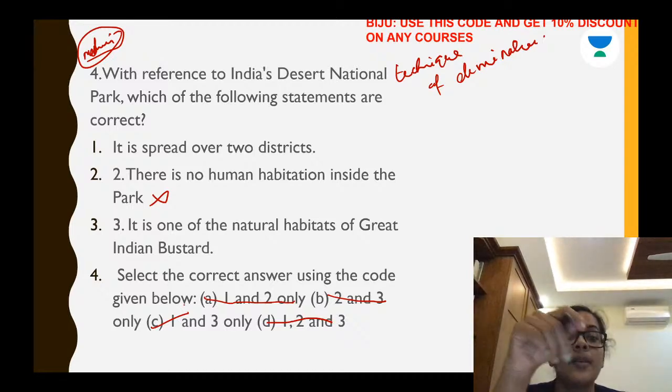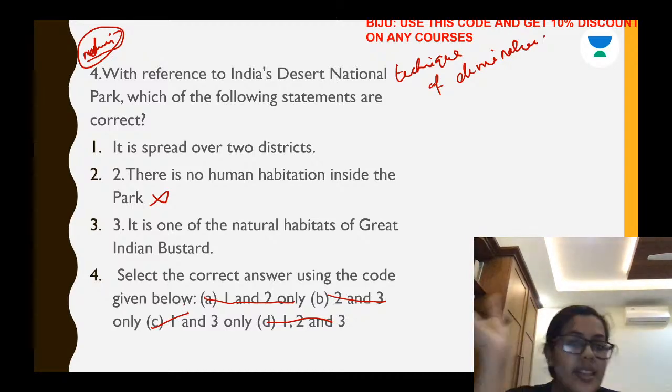And this is the thing. So we have discussed it in a detailed way. So we'll go through the details.